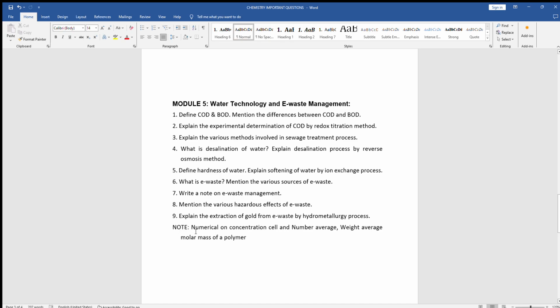And for numericals, numericals on concentration cell and number average, weight average molar mass of a polymer.